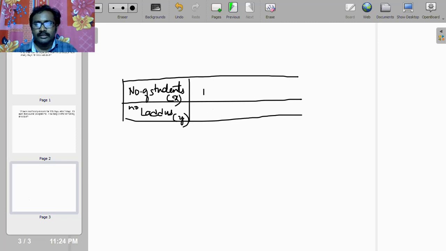Now for the first student, I need to distribute 60 laddus to only one person. So how much can we share equally? 60 laddus. In the same way, if it is two persons, how much can I distribute equally? We'll get 30, 30, the first person 30, the second person 30. So I can distribute the laddus equally. If it is three students, I can distribute equally 20, 20, 20. 20 plus 20 plus 20 is nothing but 60 laddus.